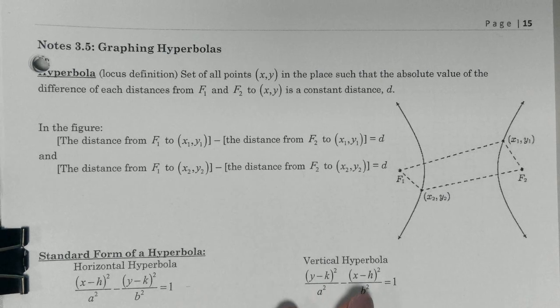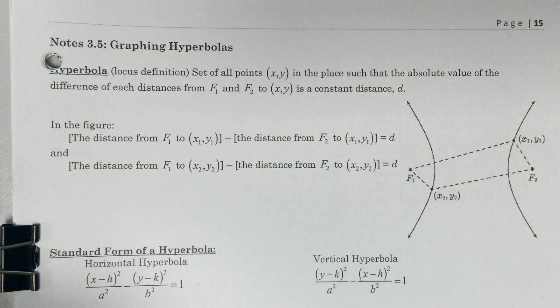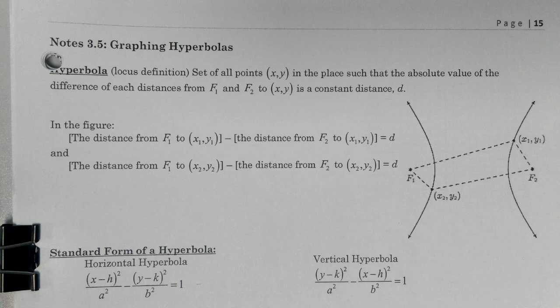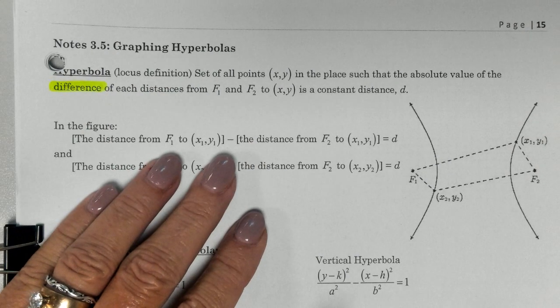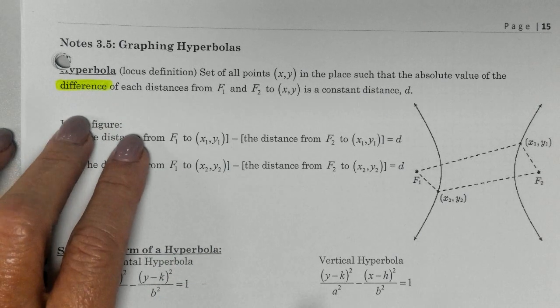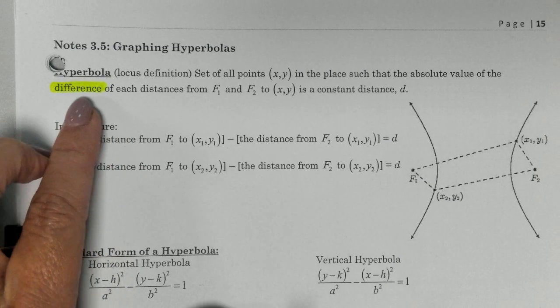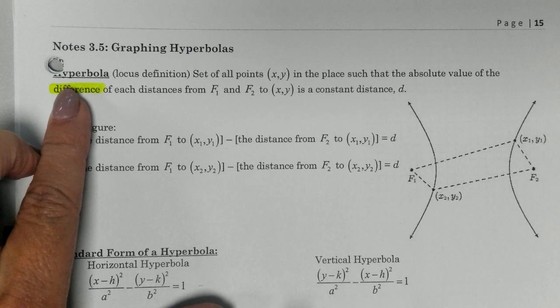So your locus definition for your hyperbola is the set of all points so that the absolute value of the difference of your distances from your foci to a point on the curve is constant. And what I want to point out is this keyword right here, the difference. This keyword is the difference between it and an ellipse. In an ellipse, it was the sum of the distances. This one, it's the difference. Okay, so we subtract them.